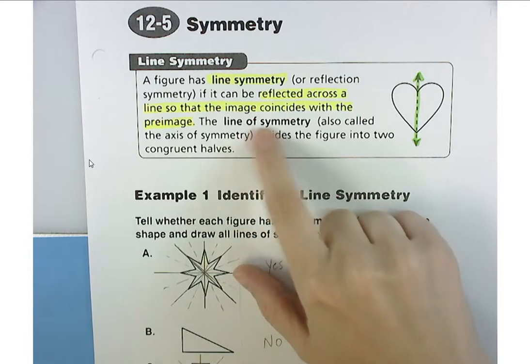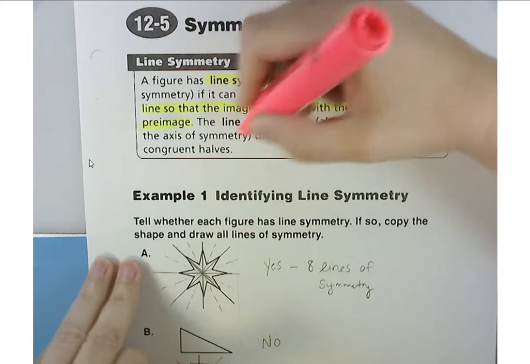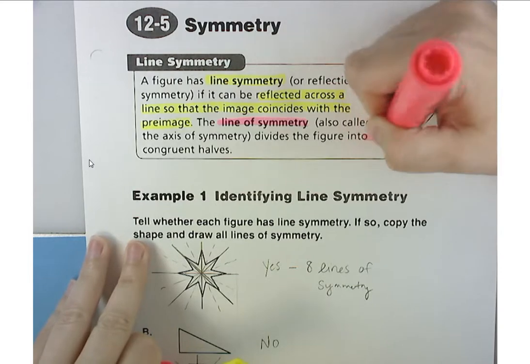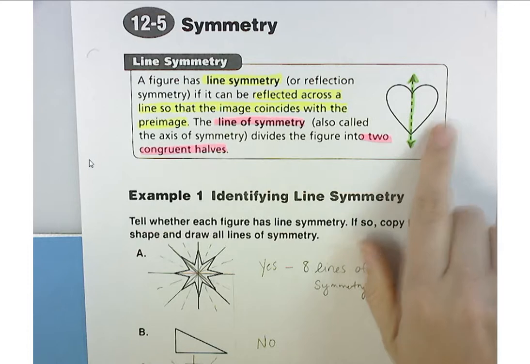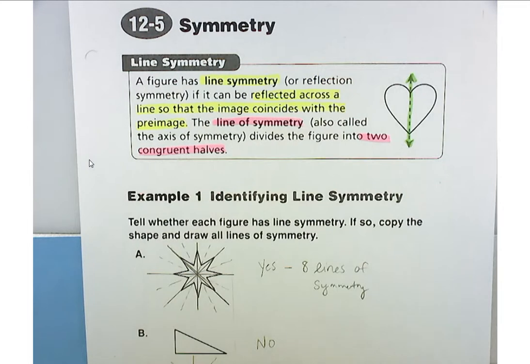So the line of symmetry, which can be called the axis of symmetry, is going to divide your shape into two congruent halves. Okay, so a heart is going to have one line of symmetry because you could fold that heart over that line and it would overlap, and it would perfectly coincide with it.